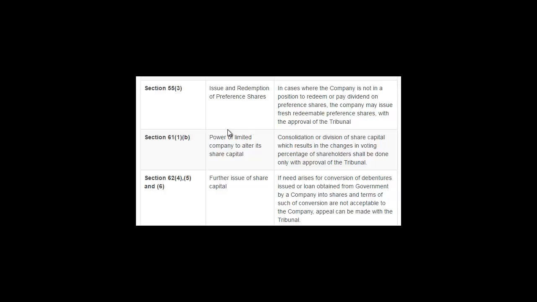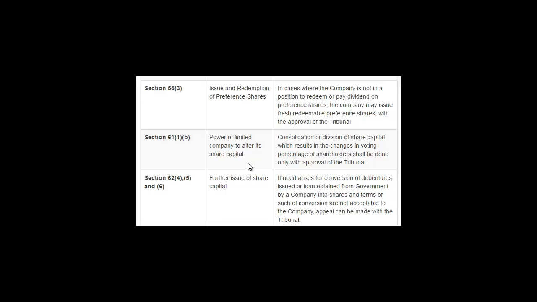Now if we move on to another section, 61(1)(b), it says the power of a limited company to alter its share capital. It talks about a limited company altering its share capital: consolidation or division of share capital, which results in changes in the voting percentage of shareholders, shall be done only with the approval of the tribunal. This is a very specific power given to the tribunal only. If you want to consolidate or divide the share capital, which results in changes in the voting percentage of the shareholders of the same company, then you have to take specific approval from NCLT.